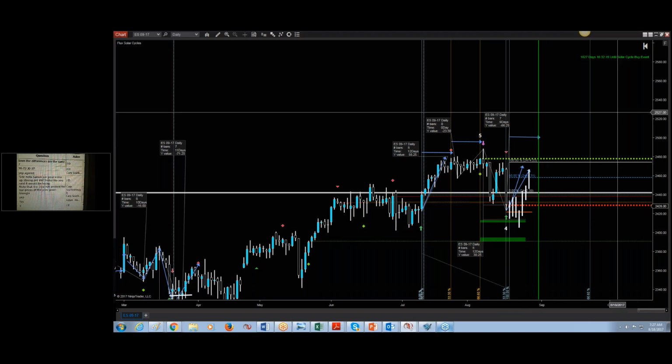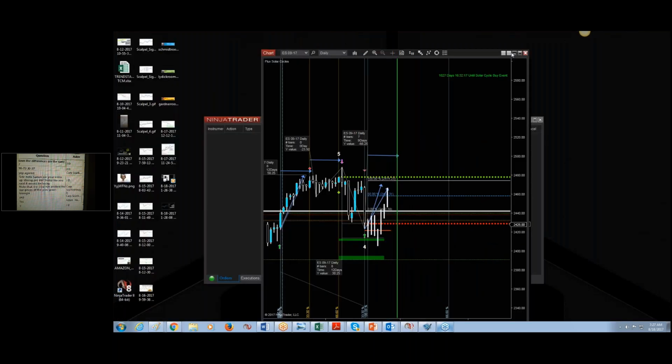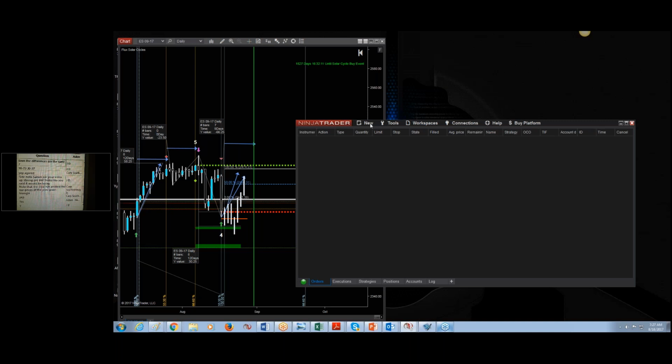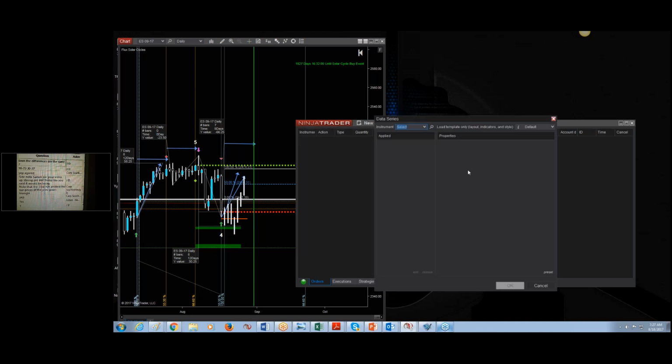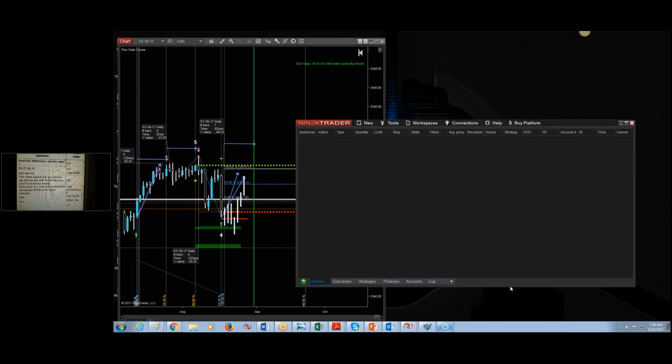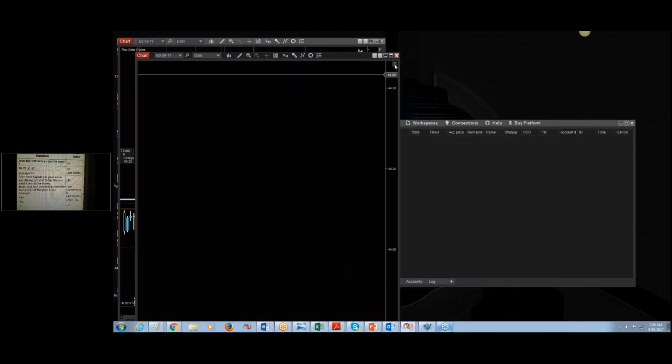So what I'll try to do real quick, if Ninja 8 will let me, is open a new chart real quick just for us to compare. Daily chart, 365. I'll put 10 years of that. No templates. There we go.